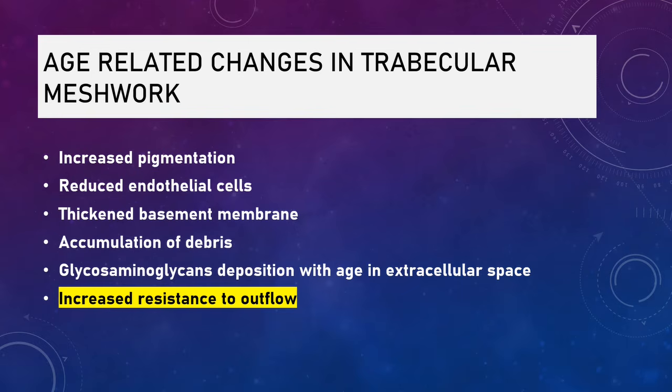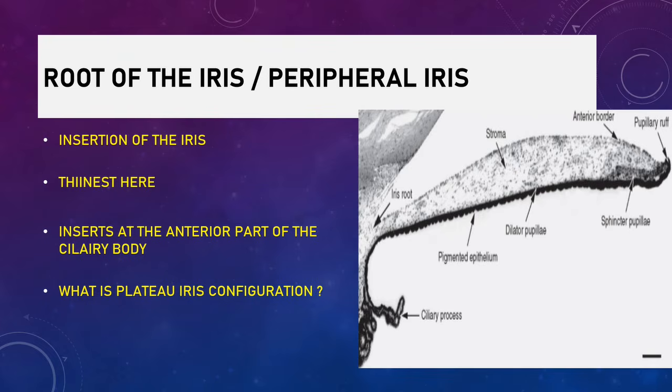So what happens with age is that the pigmentation of the trabecular meshwork increases. As I told you, the trabecular meshwork is lined by endothelial cells, so the number of endothelial cells will also go down. Then the basement membrane of the trabecular meshwork will get thickened. All the debris through constant filtration throughout the life will get accumulated, and the glycosaminoglycan deposition will also increase along with age. So all these things will lead to increased resistance and decreased outflow in these patients along with increasing age.